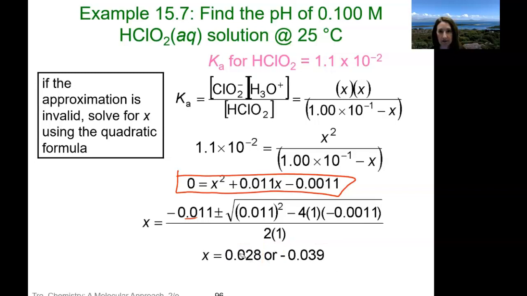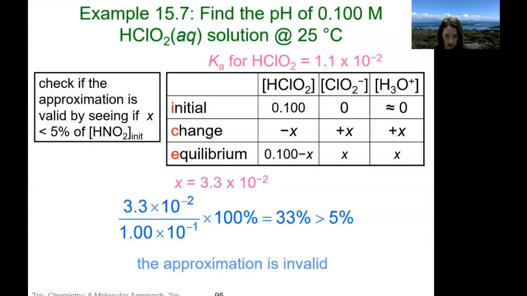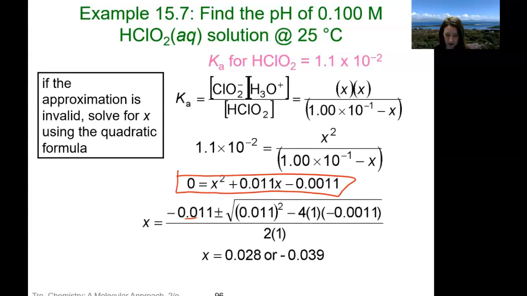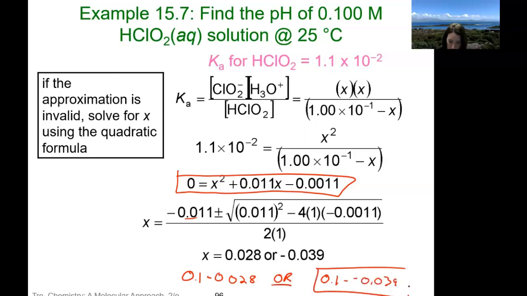Only one of these makes sense. So how do you know which one makes sense? I'm going to go back. I promise I'll come back to this math in just a second. We're looking here at 0.1 minus x. Only one of these can be x. So it's either 0.1 minus 0.028, or it's 0.1 minus negative 0.039. This, minus a negative, would mean it would increase. No, it can't go up, it has to go down.